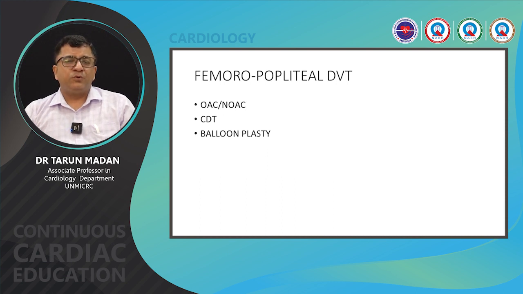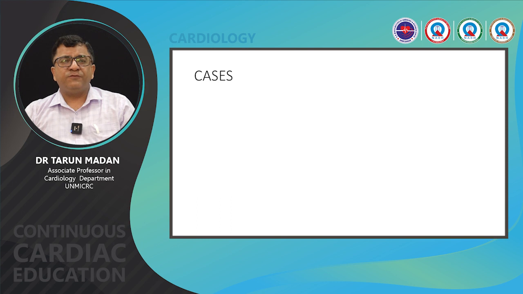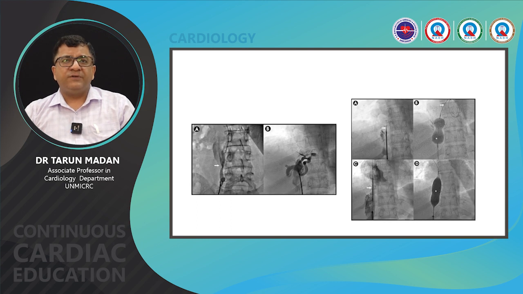Coming to femoropopliteal DVT, which involves only the superficial femoral vein and popliteal vein, they can be managed conservatively with bandaging, oral anticoagulant, novel oral anticoagulant, catheter-directed thrombolysis, or balloon angioplasty. So now we come to a few cases which we have done so far.